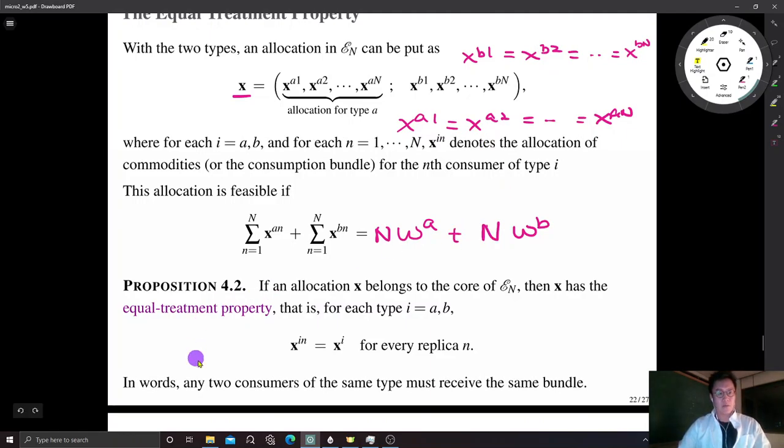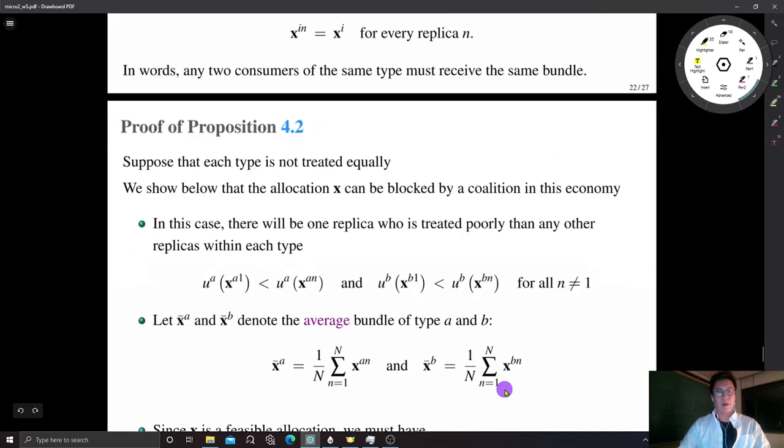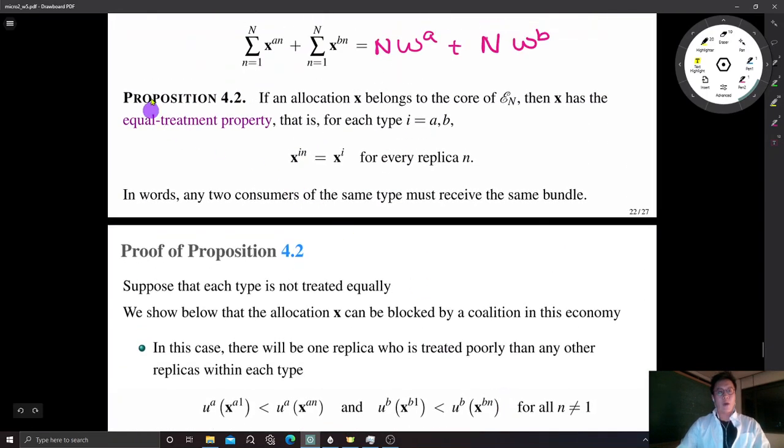All right, so in words, any two consumers of the same type must receive the same bundle, must be assigned the same allocation. All right, so the way to prove this proposition is the same as before. So we're going to prove this statement by contradiction. So we first negate the conclusion of this proposition.